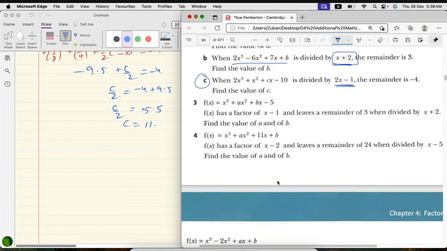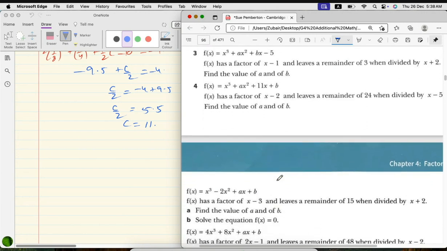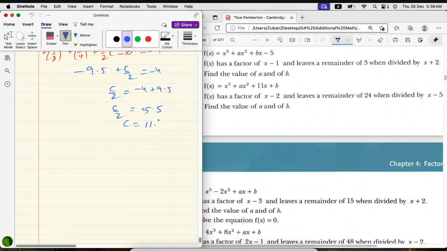Now the difficulty level of the question is slightly increasing. The concept is exactly same. See, there are two unknowns this time. It says f of x has a factor of x minus 1 and leaves a remainder of 3. Just extracting the information. f of x is x cube plus ax square plus bx minus 5. x minus 1 equals to 0 and leaves a remainder of 3.